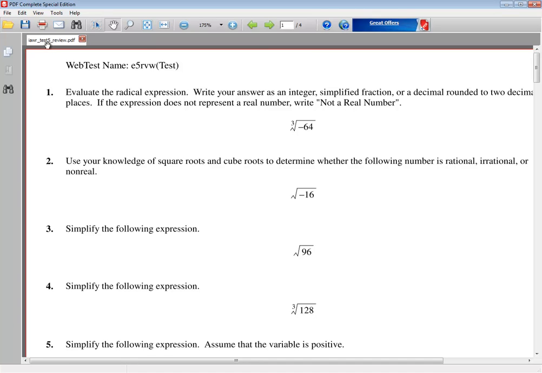Take a look at our first problem. It says evaluate the radical expression. Write your answer as an integer, simplified fraction, or decimal rounded to decimal places. If the expression does not represent a real number, write not a real number.